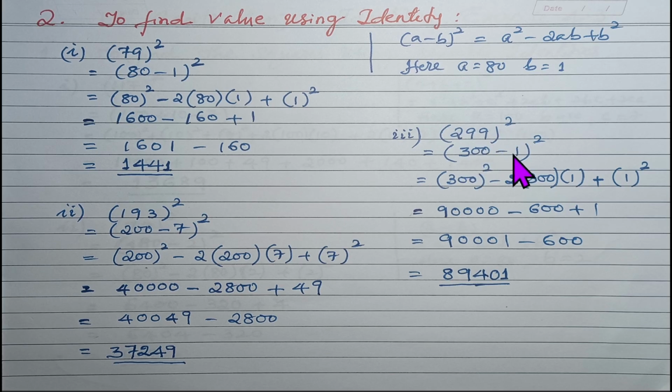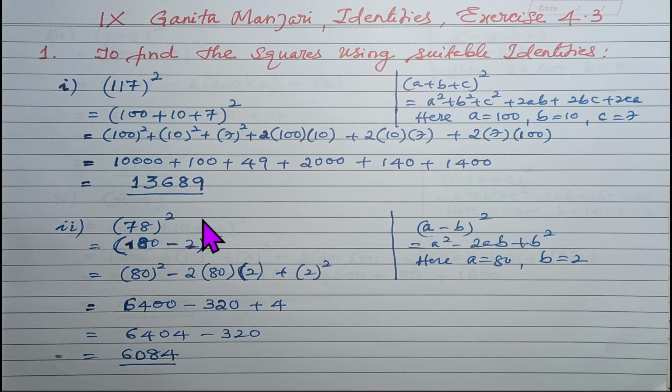Now coming to the next example, 299 square. 299 can be written as 300 minus 1 whole square, and it is a square minus 2ab plus b square form again. A is 300, b is 1, so it will be 300 square minus 2ab, that is 2 into 300 into 1, plus 1 square. 3 square is 9 followed by 4 zeros. 2 threes are 6 followed by 2 zeros, and 1 square is 1. Adding 1 to 90,000 we get 90,001, minus 600 we get 89,401 is the answer.